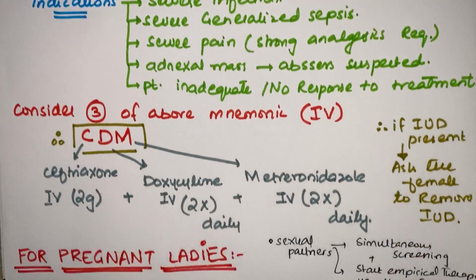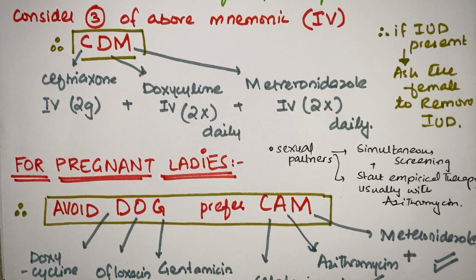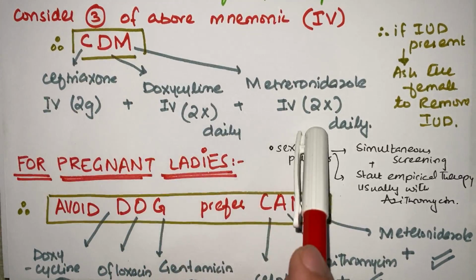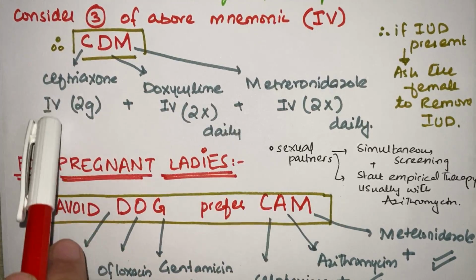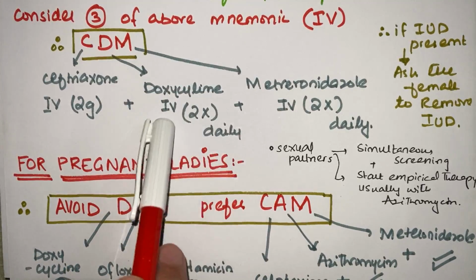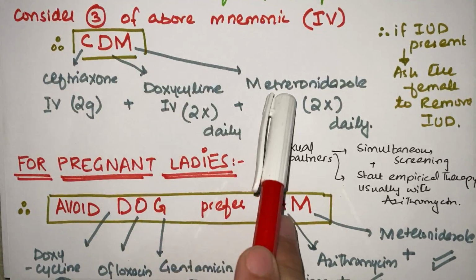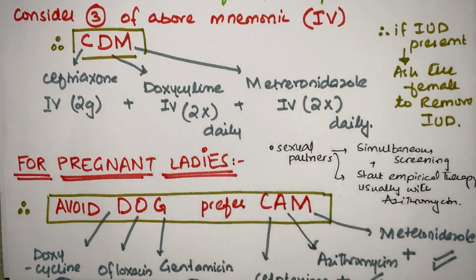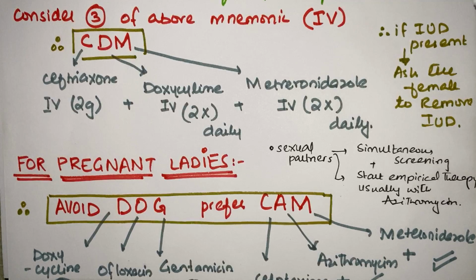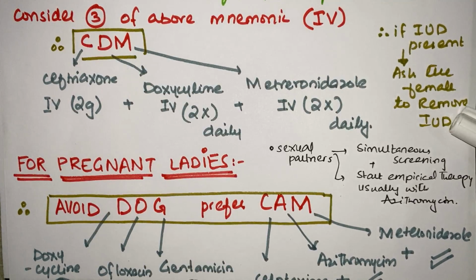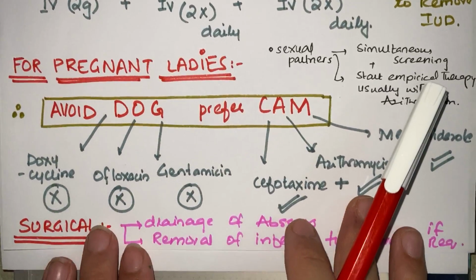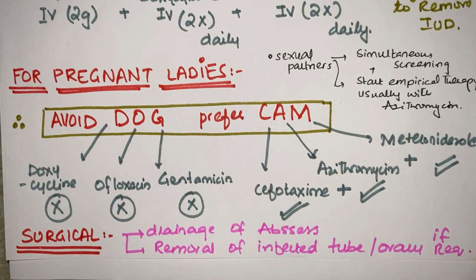Now once we have hospitalized the patient, how will we manage it? The third regimen of the above mnemonic, CDM, is used here, ceftriaxone, but now we go for IV treatment, of course in severe cases. So ceftriaxone IV 2 gram plus doxycycline IV 2 times daily plus metronidazole IV 2 times daily. This regimen is used for severe patients. Plus, if the female has an IUD present, if that is the predisposing factor, then we will remove the IUD from the female.